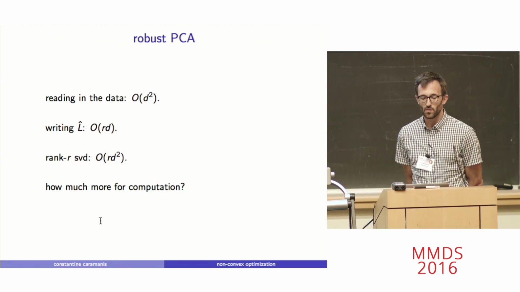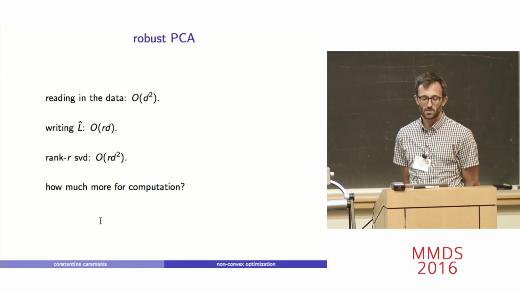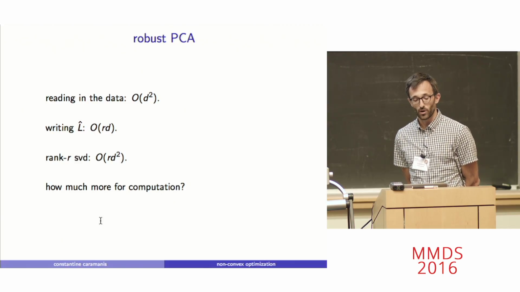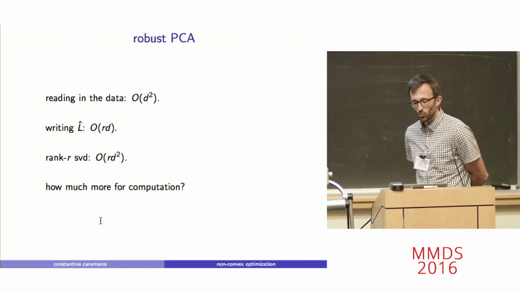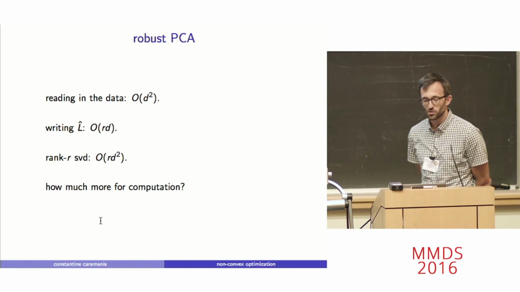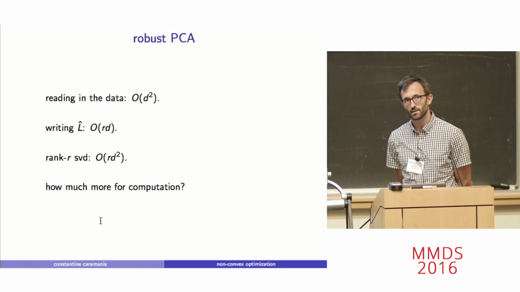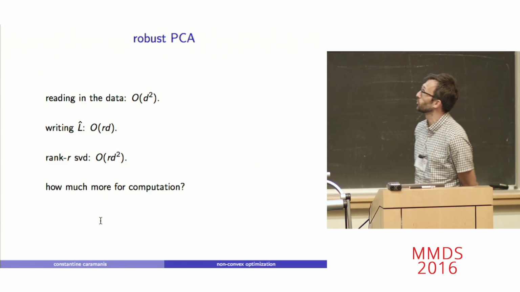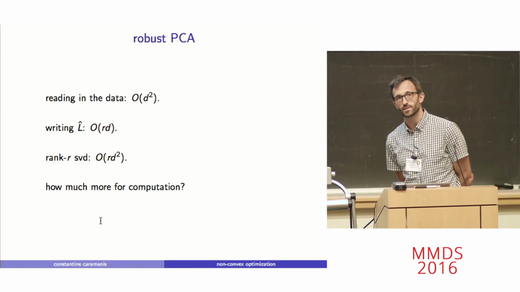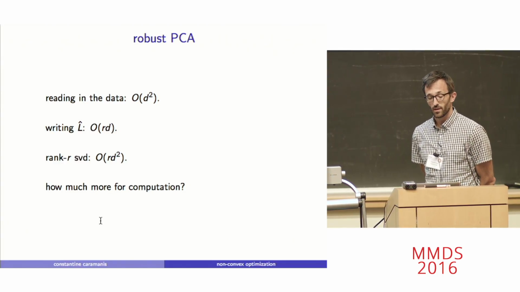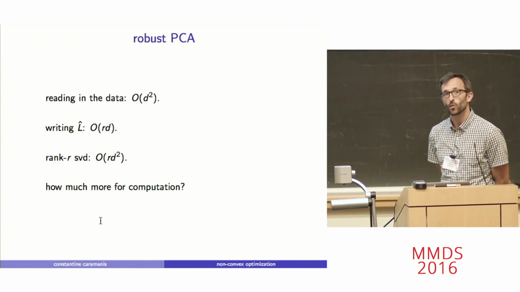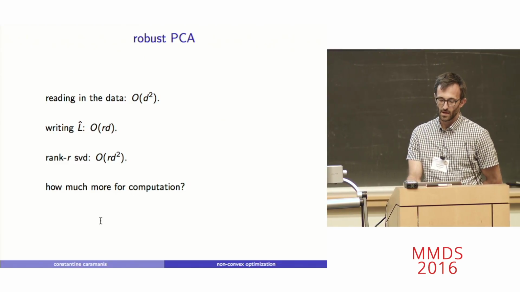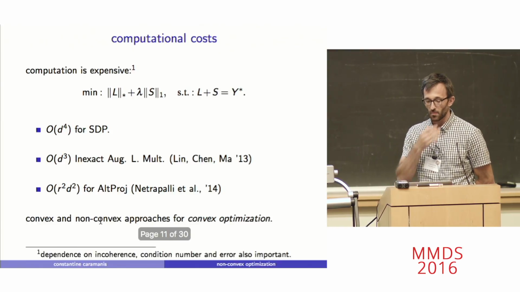And if you just wanted to solve the PCA problem and you had no further assumptions, then you would probably do a rank R SVD and take order R D squared time. So what I'd like to know is, of course we know that if we try to do SVD and we have these arbitrary corruptions, we'll do extremely poorly. So what is the additional price that we need to pay over SVD, which is somehow the minimal thing that we could do without anything more fancy, in order to be able to deal with these corruptions?